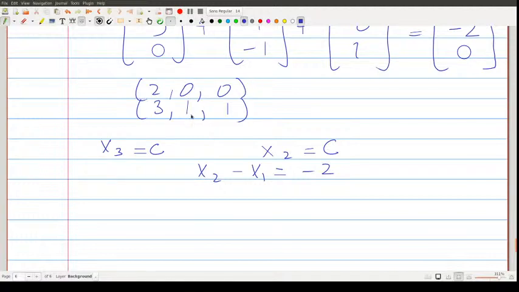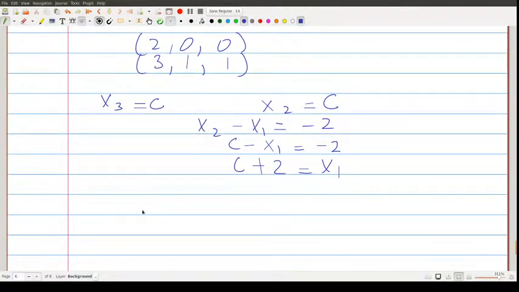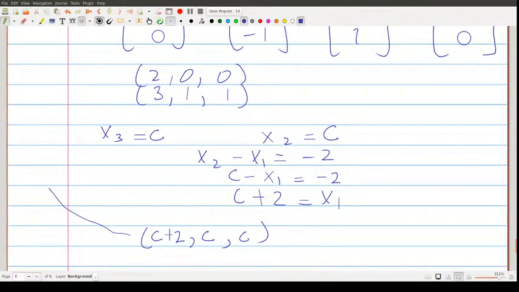I first fixed them to be 0, then I fixed them to be 1. Now I'm fixing them to be any constant C. Then the solution will be C minus x1 is equal to minus 2, and I can rewrite this as C plus 2 is equal to x1. So if I fix x3 as C, then x2 will also be C, and this value will just be C plus 2. Notice that this is exactly what's happening in this case as well. This was 0, this was 0, and 0 plus 2 is just 2. This was 1, this was 1, 1 plus 2 is just 3.